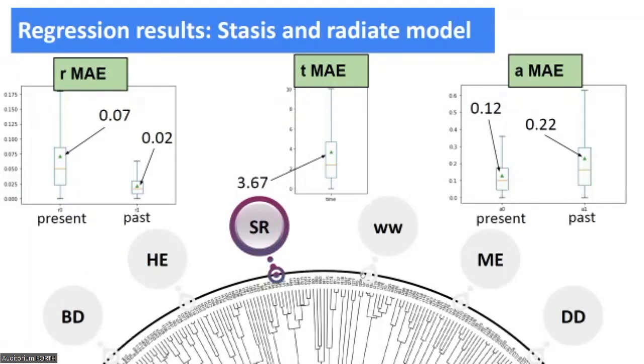Also, as we can see here, the error in the time is the biggest one, but it is just because it is expressed as an absolute value. So as time is a bigger number, it's also a bigger error.